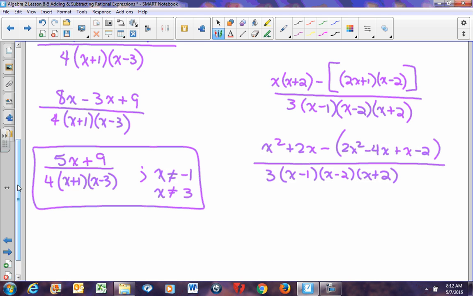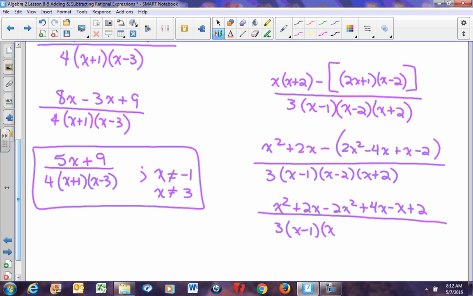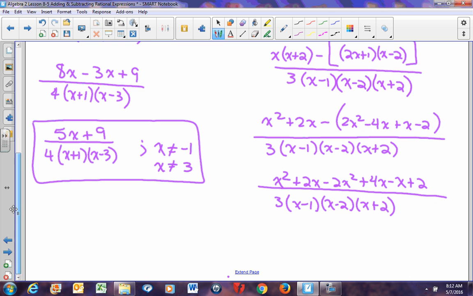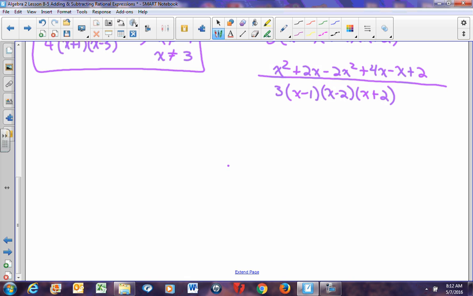At this point in time, I can run that negative through, which I will. So I will have x squared plus 2x minus 2x squared plus 4x minus x plus 2, all over 3 parentheses x minus 1 times x minus 2 times x plus 2. I know a lot of people ask, why can't we just combine and do that negative at the same time? Some people can do that. Most people cannot. They mess something up and miss a step, and then it gets really ugly. So I do it step by step because I don't like to miss steps.